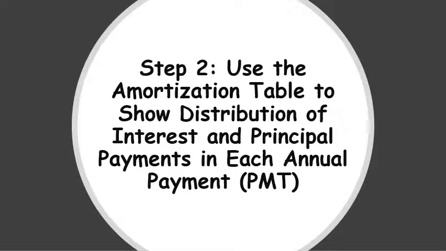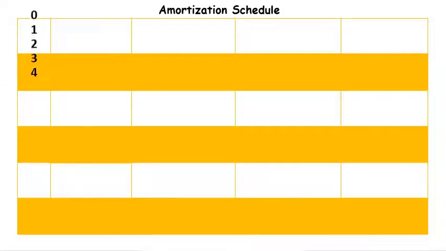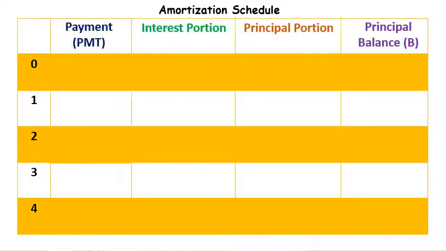Step 2: use the amortization table, table 2, to show the distribution of interest and principal payment in each annual payment. Okay, in the amortization schedule, the first column includes the periods, and the first row the payment, the interest portion and the principal portion, and the last column the principal balance, or the end-of-period balance of the loan, or how much of the principal is remaining or unpaid. So in the current year, the principal balance is the original value of the loan. You borrowed 6,000 Egyptian pounds in the current year.